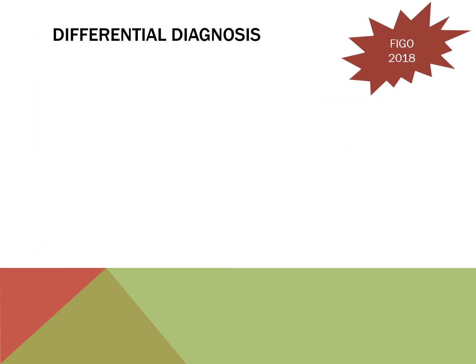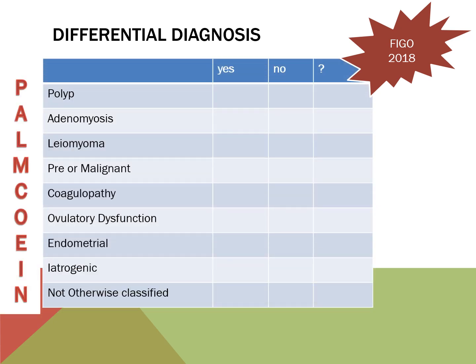This is basically to categorize this into a differential diagnosis as per the FIGO classification and the PALM-COEIN classification, right? There can be various causes: polyp, adenomyosis, leiomyoma, pre-malignant or malignant lesions. These four are the structural causes. The next up is COEIN, that is coagulopathy, ovulatory dysfunction, endometrial, iatrogenic, or not otherwise classified. The above four are the structural causes, and those written below in the COEIN are the non-structural causes.